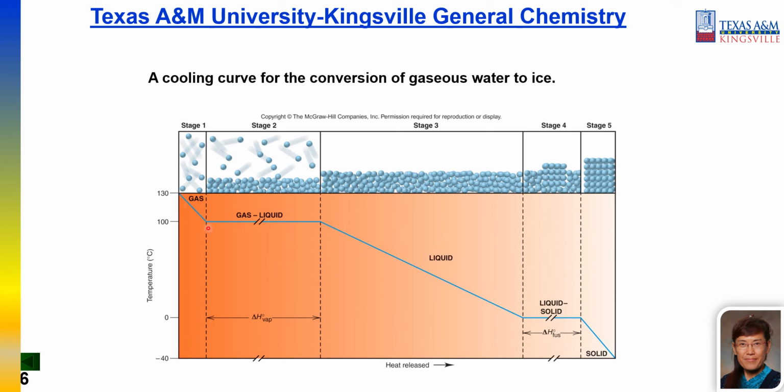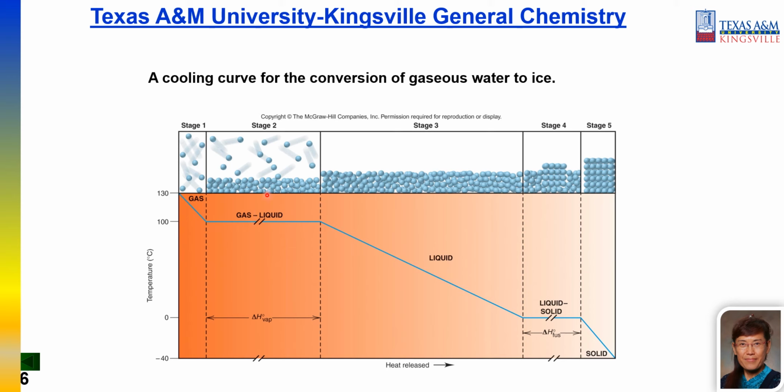Stage 1, your gas goes from 130 and decreases in temperature to 100 Celsius. This case you call the gas cooling. Whenever your temperature reaches 100 Celsius, you keep cooling it down. This stage 2 is called the gas-liquid phase change, also called condensation.